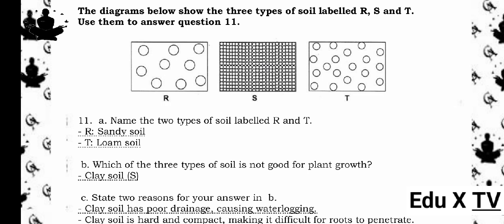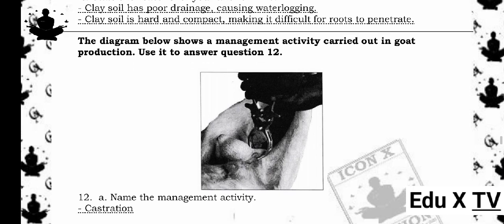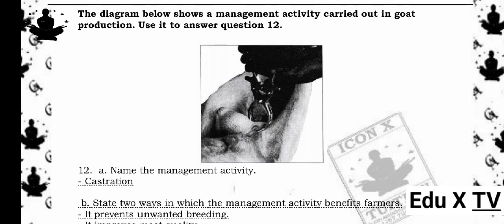C. State 2 reasons for your answer in B. Clay soil has poor drainage, causing waterlogging. Clay soil is hard and compact, making it difficult for roots to penetrate. The diagram below shows a management activity carried out in goat production. Use it to answer question 12.